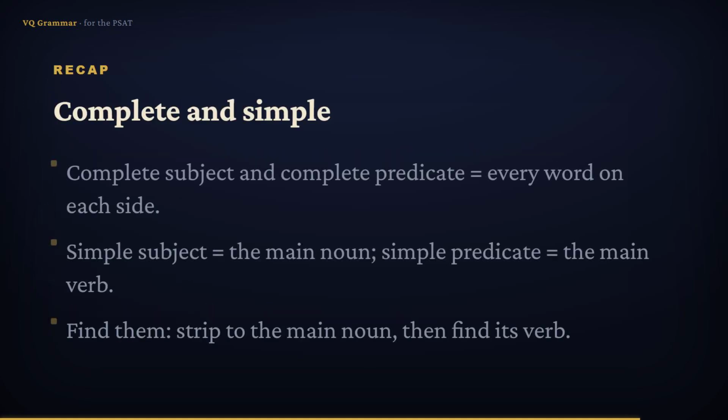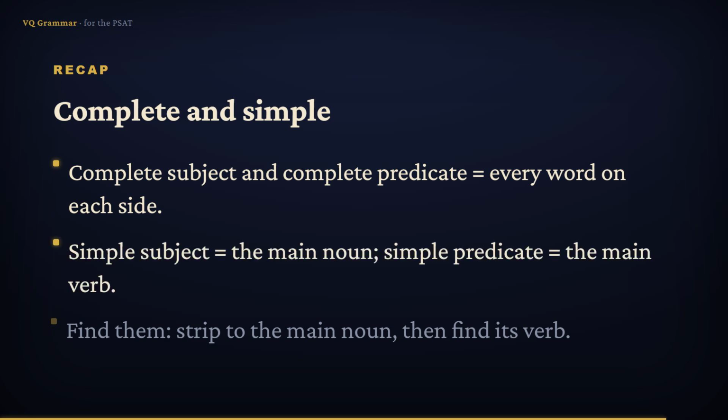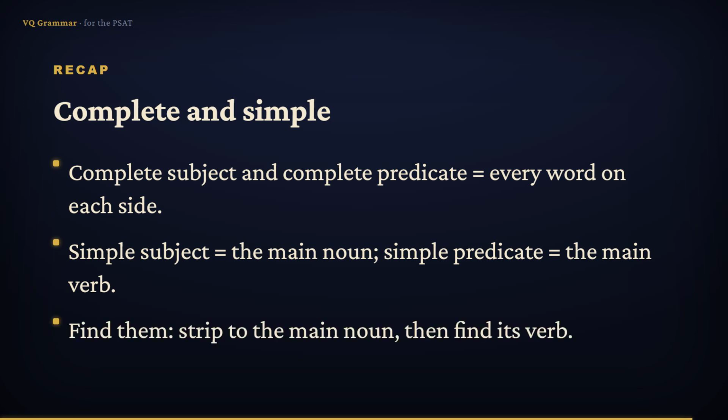Let's wrap up. A sentence splits into two sides. The complete subject is every word in the subject part, and the complete predicate is every word in the predicate part. Inside those, the simple subject is the one main noun, and the simple predicate is the one main verb. And the simple predicate is always a verb. To find them, strip the subject down to its main noun. Then find the verb that tells what it does or is. Main noun, its verb. That's the core of every sentence.